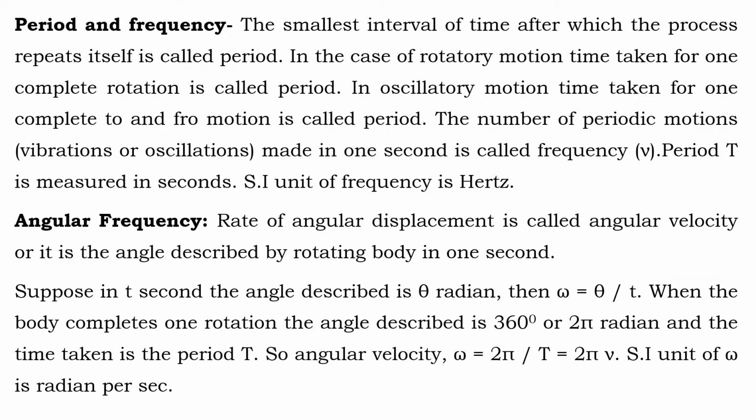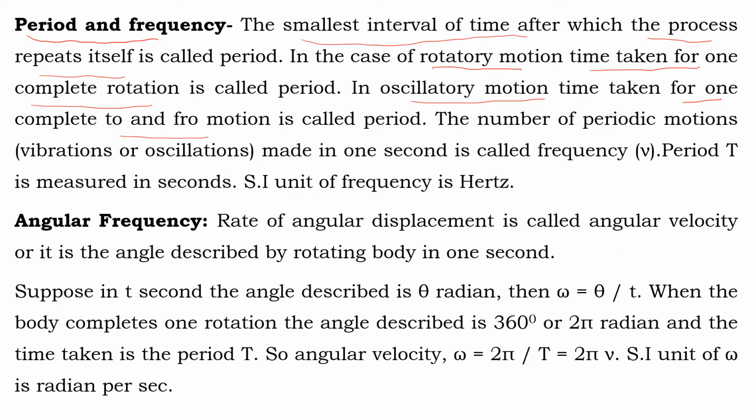Next are some important terms related to simple harmonic motion. One is the period and frequency. We are familiar with the word period. Period is the smallest interval of time after which the process repeats itself. In the case of rotatory motion, the time taken for one complete rotation is called a period. But in an oscillatory motion, the time taken for one complete to and fro motion is called a period.